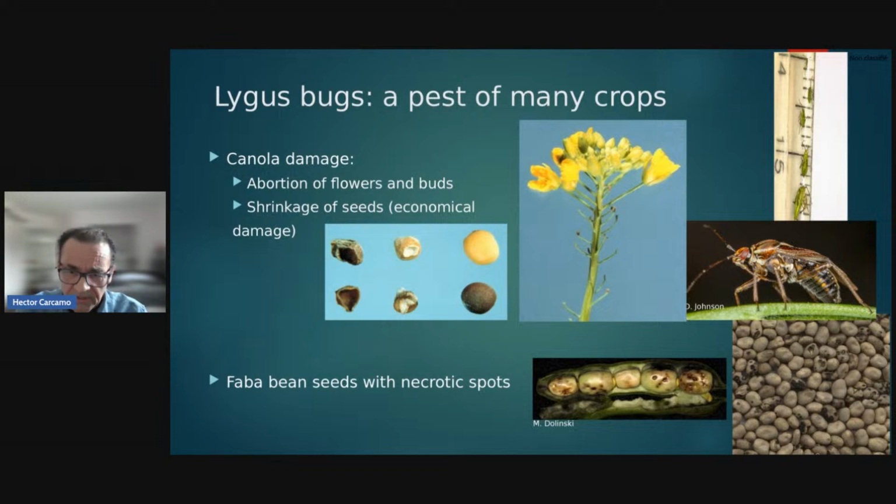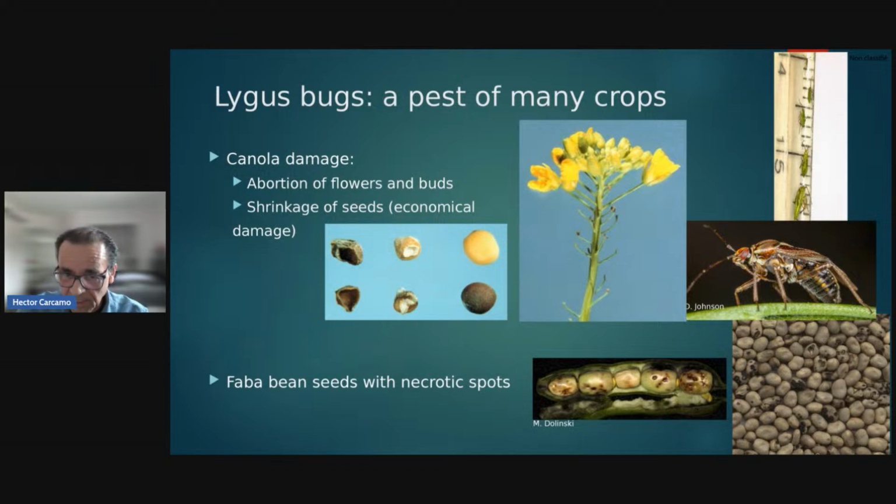Now, how do we manage Lygus bugs? So in addition to insecticides, I guess we have to monitor. Then we have to know the economic threshold and then apply that threshold. And it's really important that we apply these thresholds, because we know that in addition to insect pests, our agroecosystems are populated by many natural enemies.